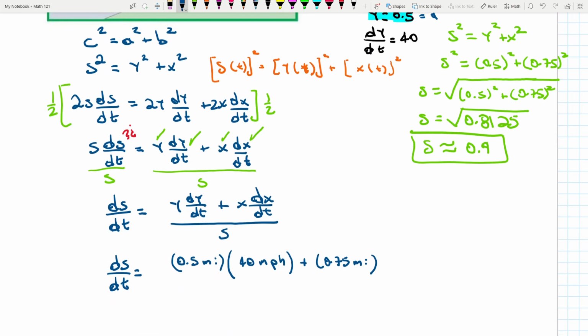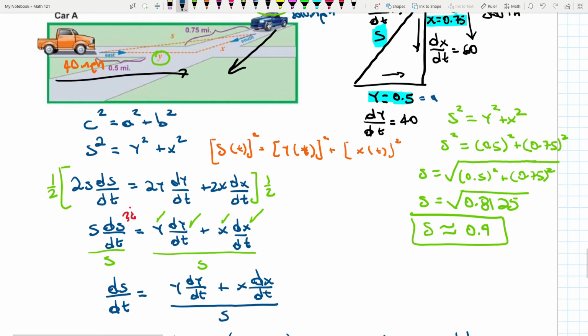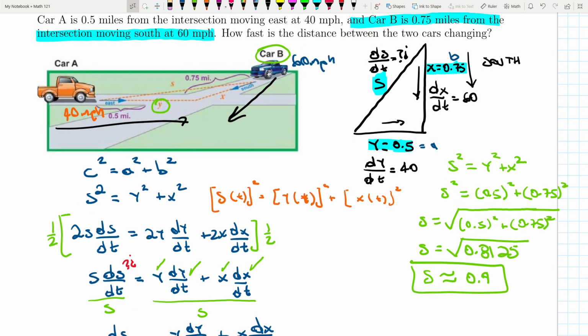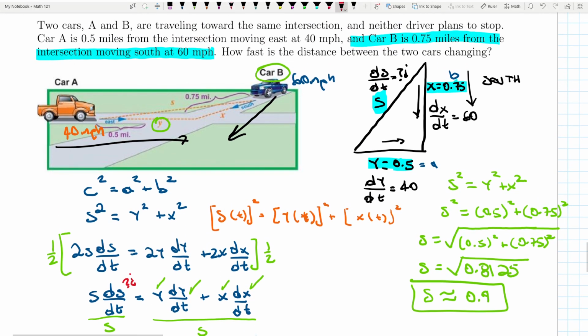However, be careful here. I'm going to call it negative 60 miles per hour. Here, the signs and the direction matter. So notice, going back to this triangle right here, because this one is going into the positive x direction, this one is going into the negative y direction. Because it's going down, it's going to the south, this one is going to be negative as opposed to positive for the one that is going west.